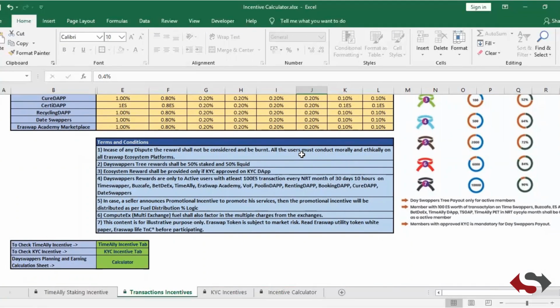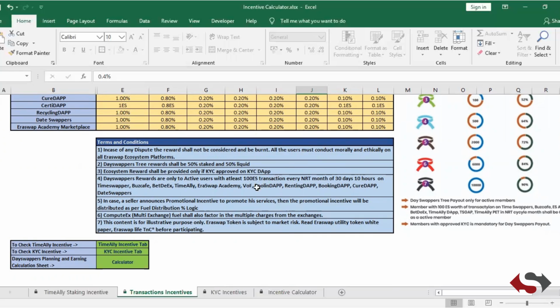The user needs to have moral and ethical conditions in order to receive the rewards. A proper valid transaction should be there. Day swapper tree reward shall be 50% staked and liquid. The rewards in the ecosystem will only be provided if KYC is approved on the KYC app. Day swapper rewards are only for active users with at least 100 ASAP transactions on any of the platforms.